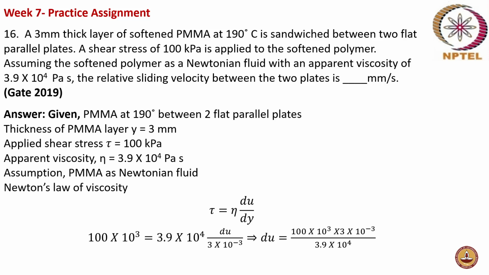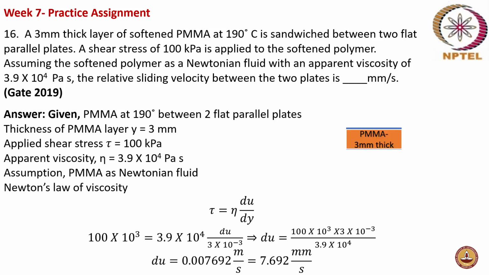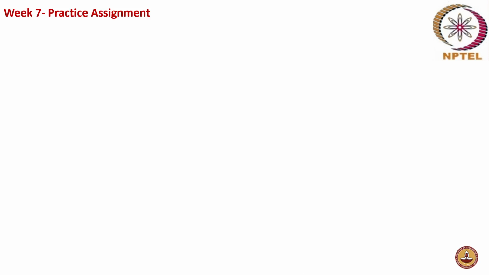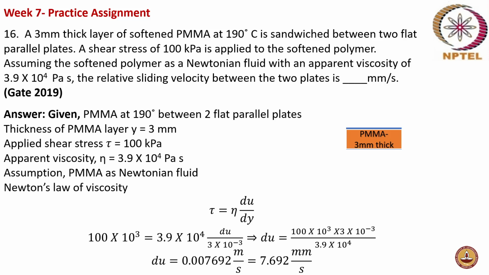Including all the values in the expression and then rewriting the expression, you get your du is equal to 100 into 10 power 3 into 3 into 10 power minus 3 by 3.9 into 10 power 4. So you will end up with the relative velocity between the two plates as 0.0076 meter per second, which is nothing but 7.692 millimeter per second.